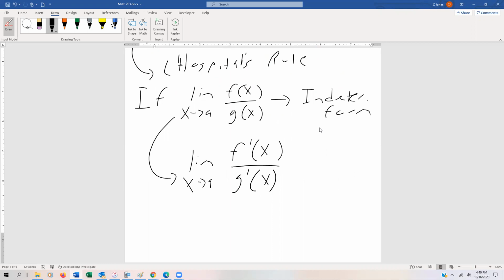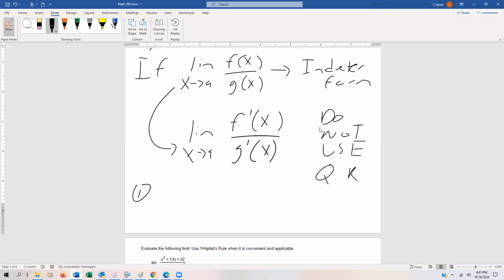Now, that does not mean to use the quotient rule. Okay, so do not use the quotient rule. You're going to use L'Hopital's rule to be able to evaluate this. And so essentially what we're going to do is first see if direct substitution produces an indeterminate form. And if it does, then we're going to use L'Hopital's rule.